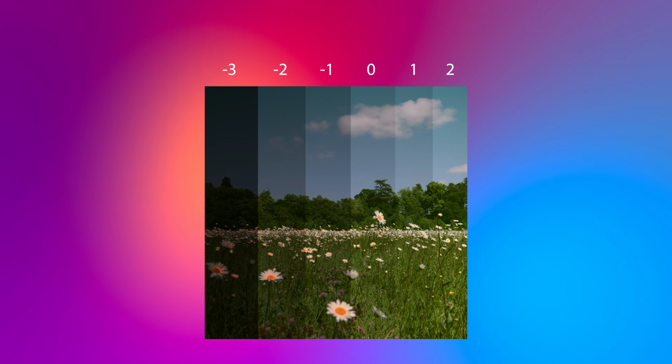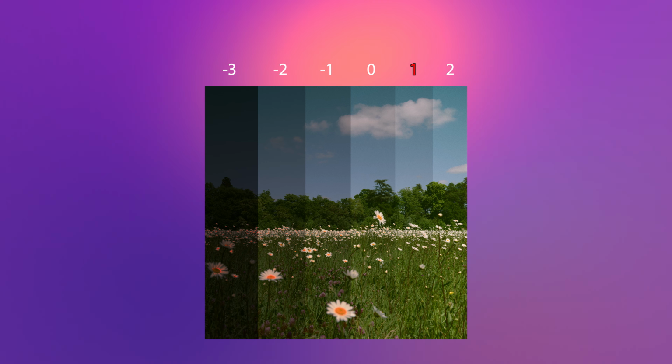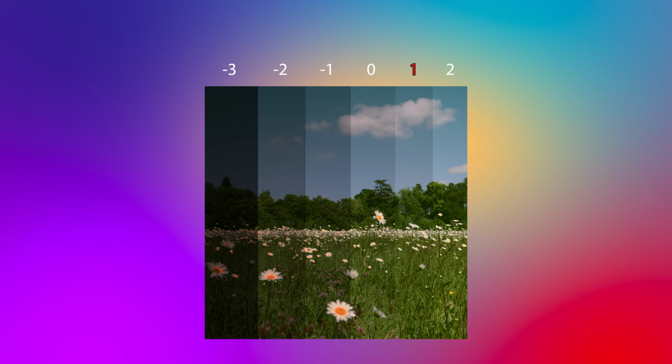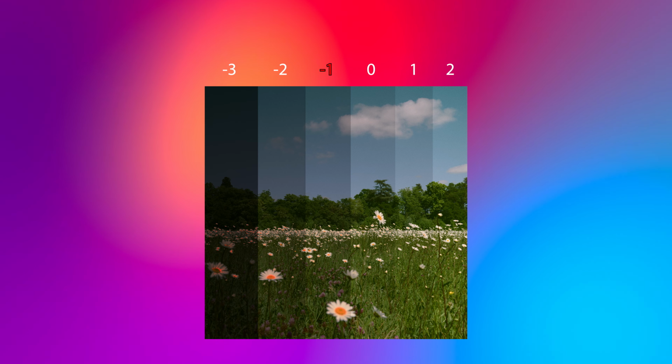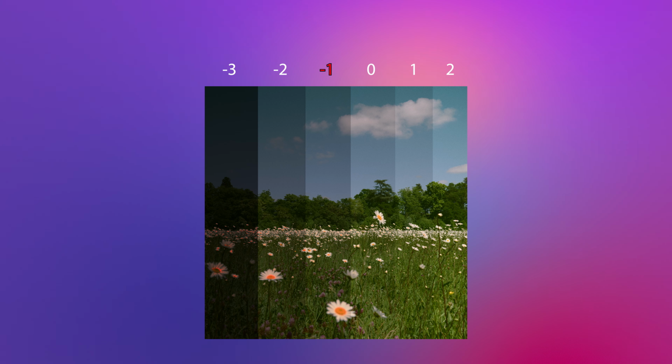You might hear someone say, well, this camera has 12 stops of dynamic range. Well, what does that mean? To understand what that means, first we need to understand what a stop actually is. A stop is just a unit used to measure light. Increasing by one stop means that you're effectively doubling the amount of light entering your camera sensor or within a scene. If you decrease by one stop, you're halving the light hitting your camera sensor or within a scene.